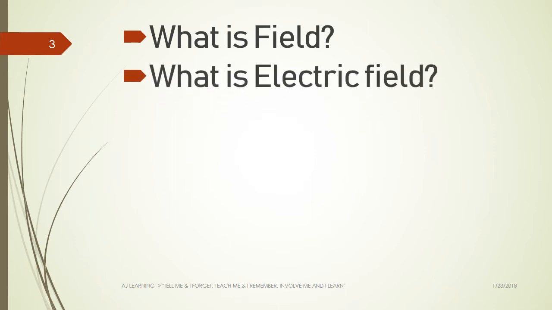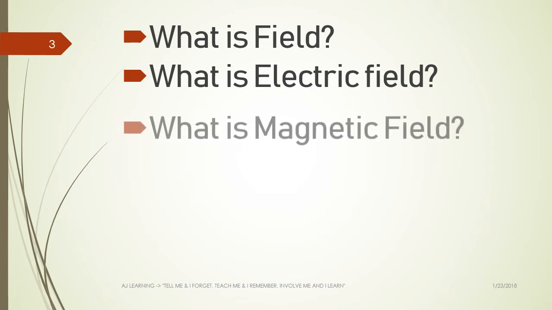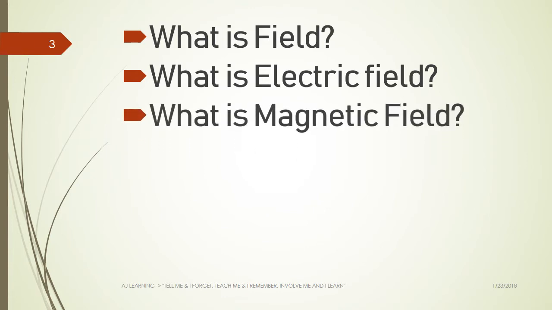So now the second term comes. What is electric field? As I have said earlier, field is a function. So electric field is a function of charge which specifies its quantity or its effect everywhere in its region. The same with what is magnetic field? Magnetic field is a function of moving charges which specifies its effect everywhere in its region.